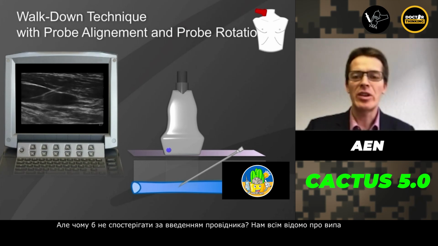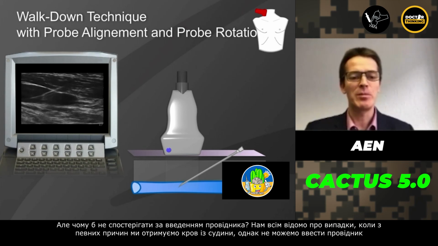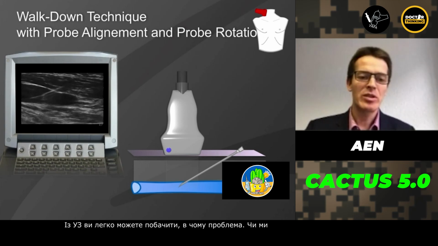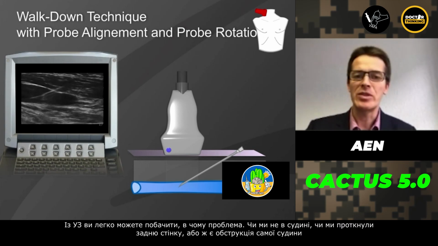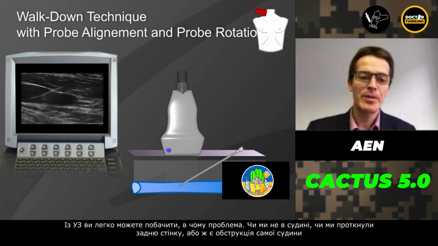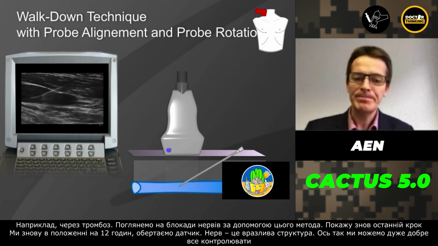But why don't you look at the guide wire while you insert it, because we all know the case that for some reason we get blood out of the vessel but then can't insert the guide wire. So with ultrasound you may easily visualize what the problem is. Either it is not inside the vessel, or it has actually gone through the posterior wall, or third option, something in the vessel is obstructing the guide wire, like thrombosis or something.